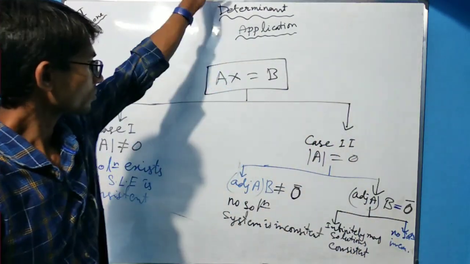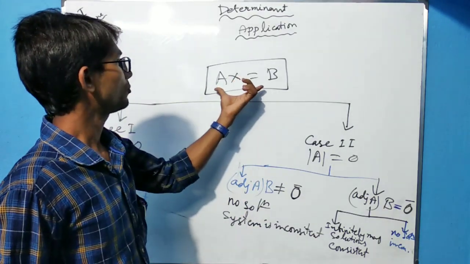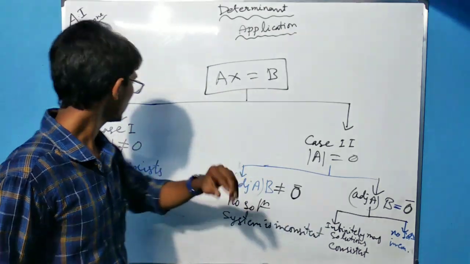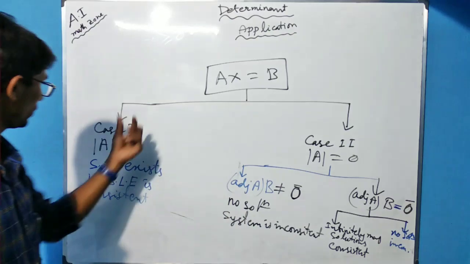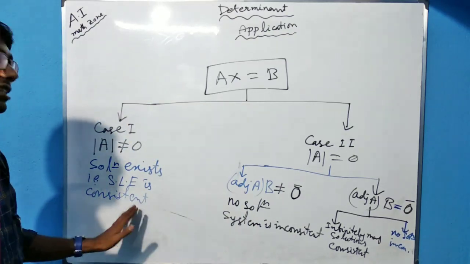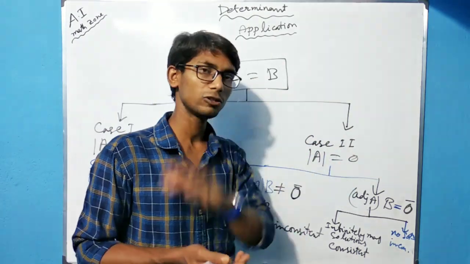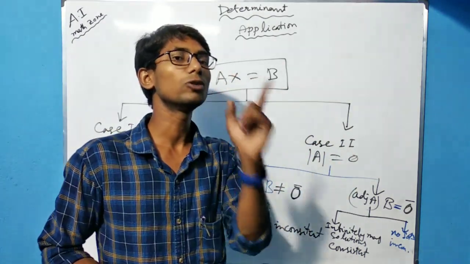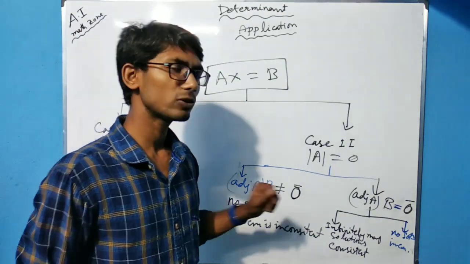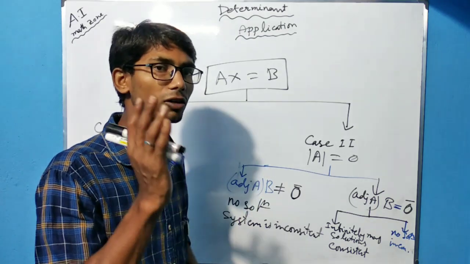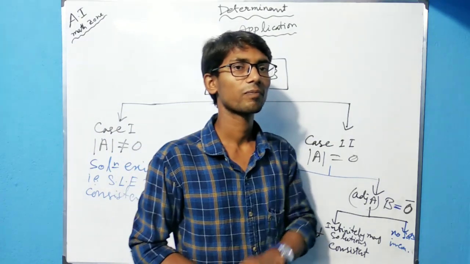right? So whenever you are asked to find the solution of a system of linear equations, you have to form this one. Then you have to check whether the determinant value is 0 or non-zero. If it is non-zero, solution exists and the system is consistent. If the determinant value is 0, then you have to calculate one more thing, adjoint of A into B. If adjoint of A into B is not equal to 0, that means you are confirmed that there is no solution. That means system is inconsistent.